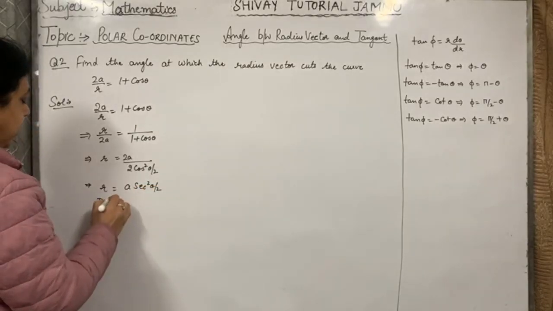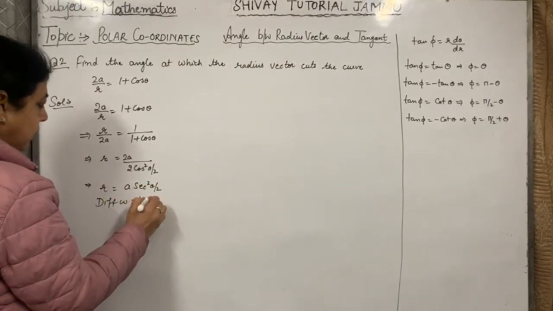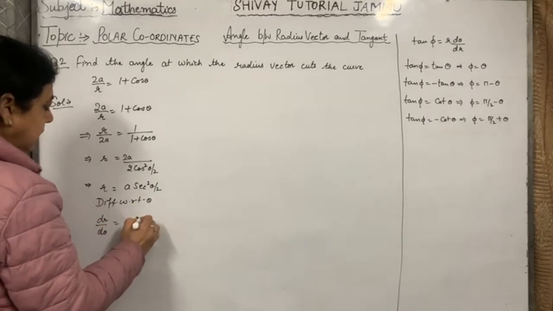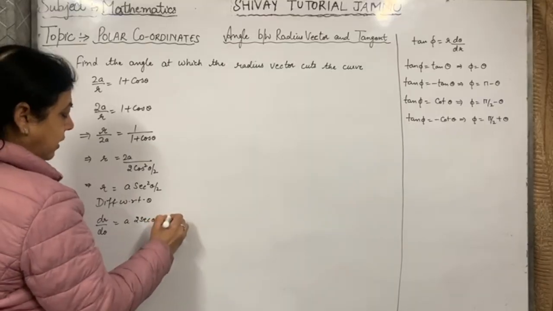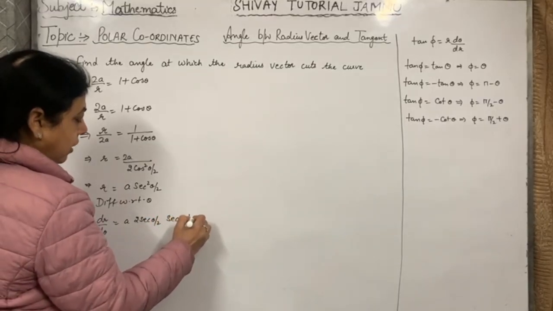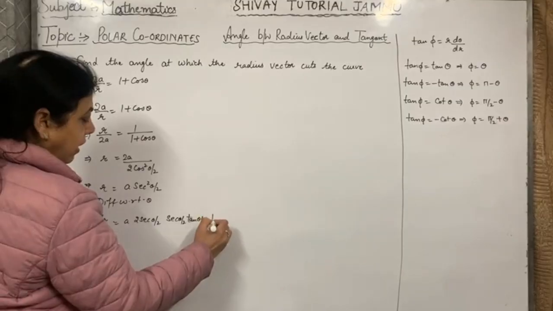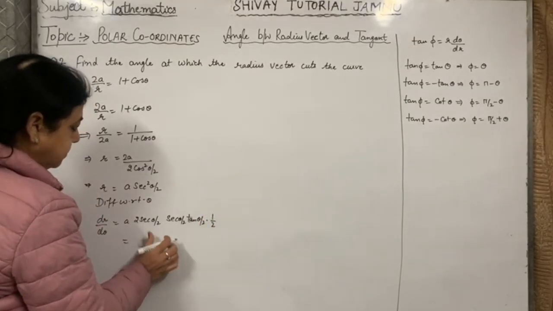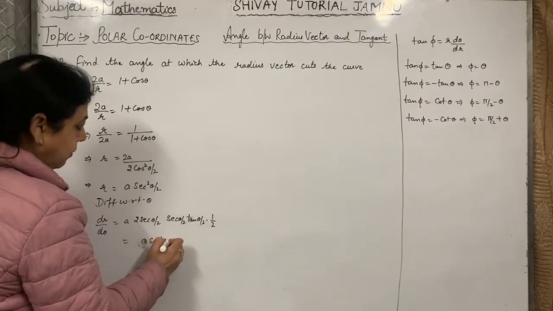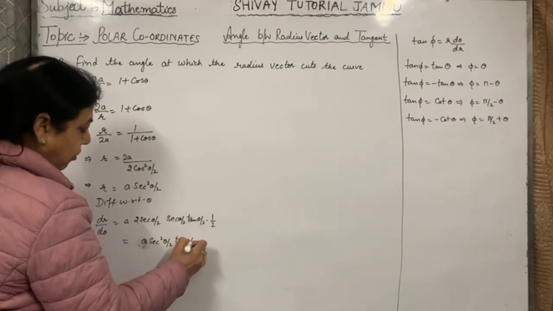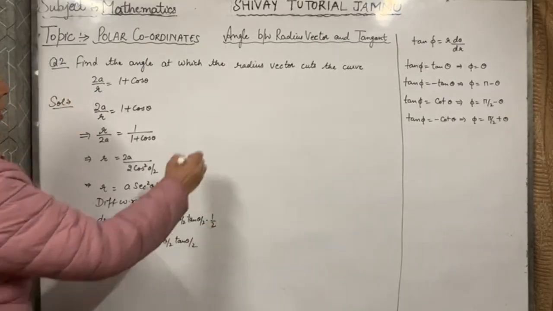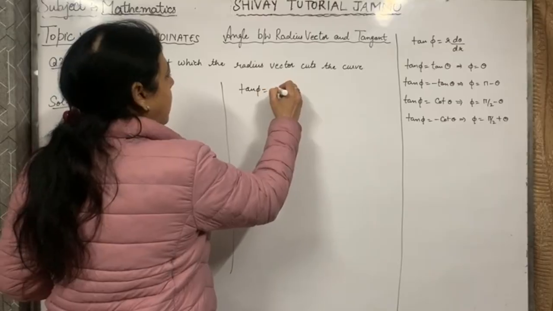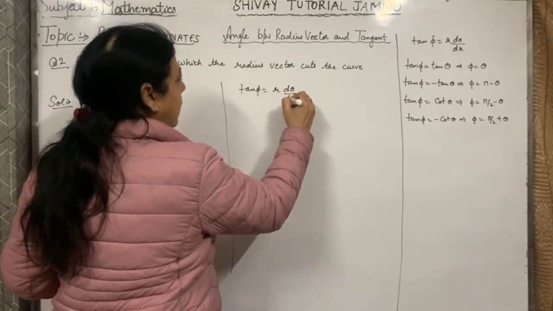Okay. Differentiate with respect to theta. dr by d theta will be a into 2 sec theta by 2, and sec theta differentiation is sec theta by 2 tan theta by 2, and again 1 by 2, differentiation of theta by 2. It is a sec square theta by 2 into tan theta by 2. 2 cancel. Clear? Now, tan phi is r d theta upon dr.